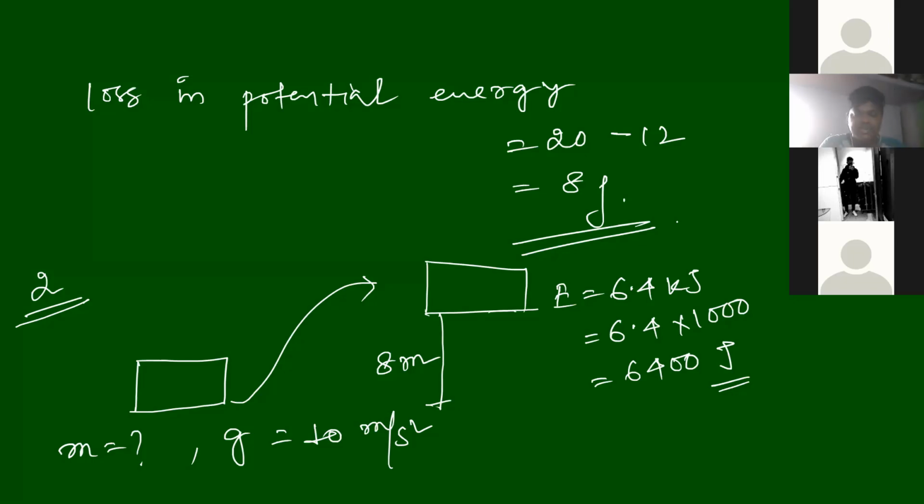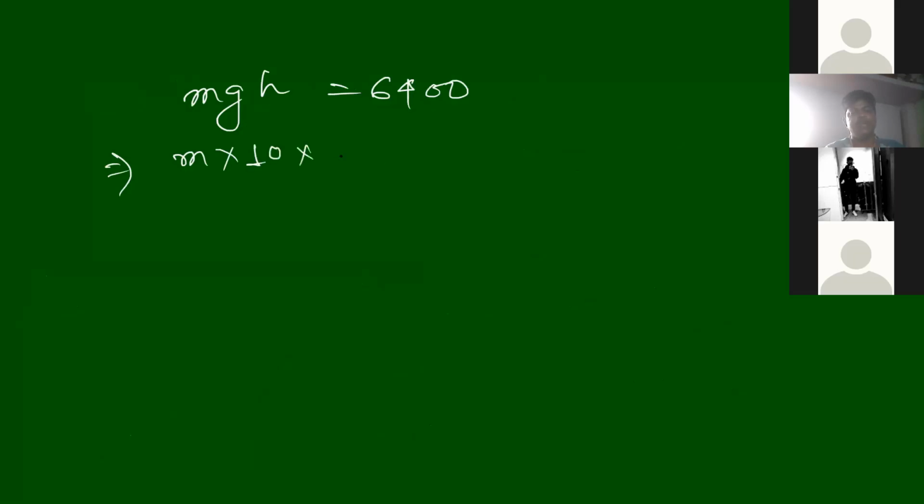So in this case, the value of energy is given here. I'm just moving to the next slide. That is, mass into gravitational acceleration multiplied by height is given as 6400 joule. The mass I don't know. The gravitational acceleration is 10 meter per second square, and the height is 8, and it is equal to 6400. In this case, mass is equal to 6400 divided by 80.